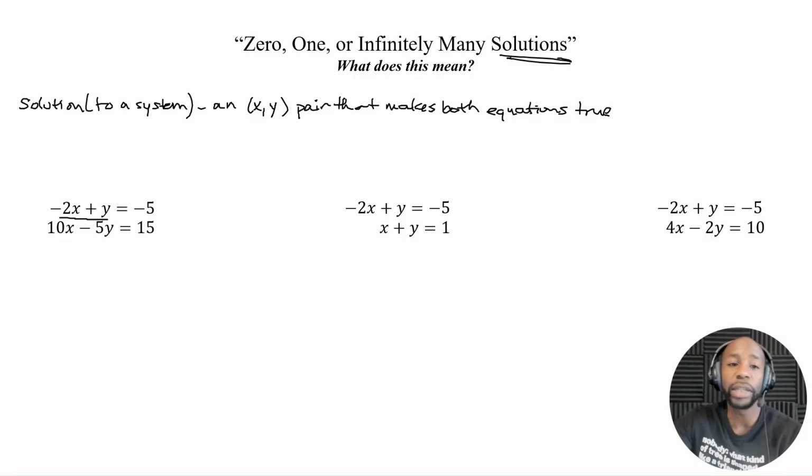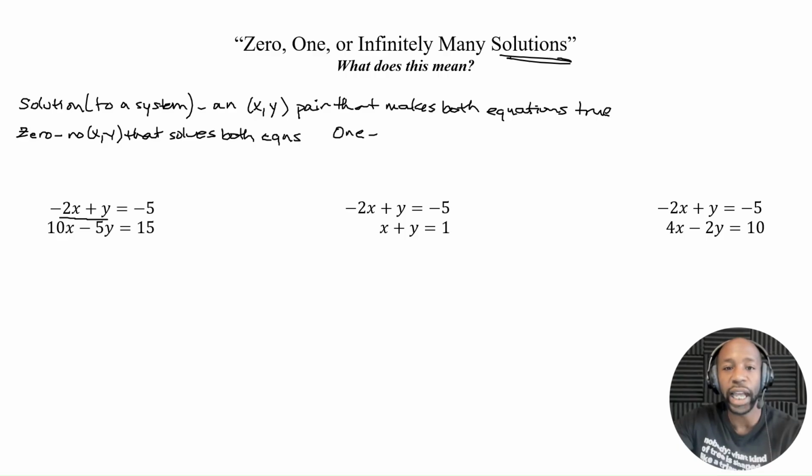Now, what does it mean? And we're just gonna do a verbal definition, a word definition. If it's zero solutions to a system of equations, that means there's no xy that solves both equations. And I just abbreviate equations. Okay. If we say there's one solution, that means exactly one xy solves both equations.